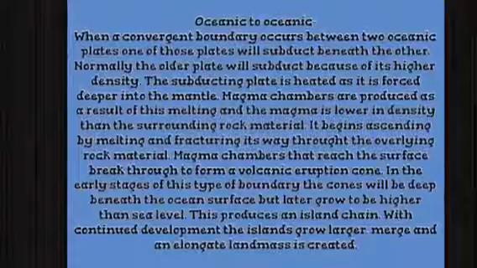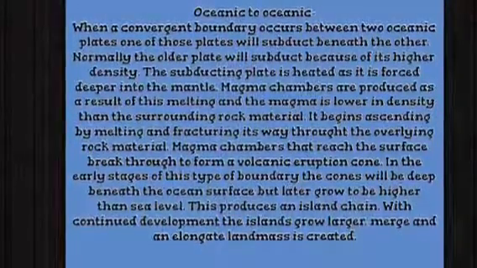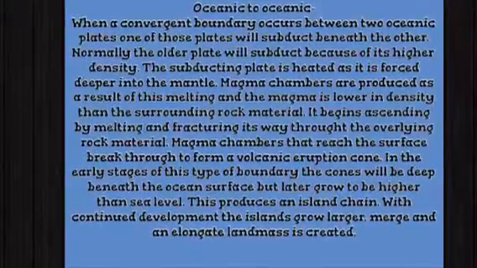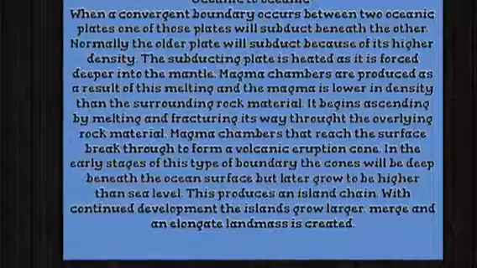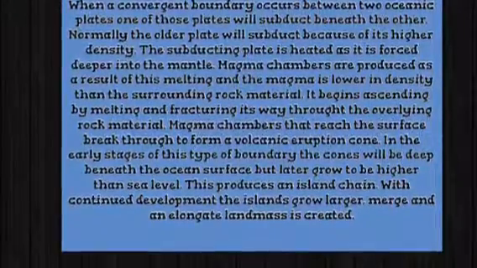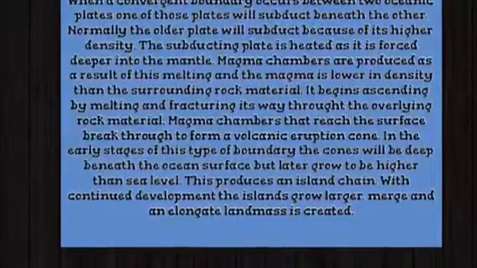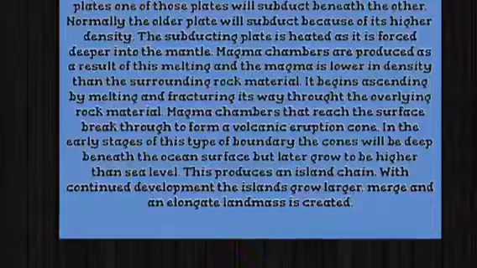When a convergent boundary occurs between two oceanic plates, one of those plates will subduct beneath the other. Normally, the older plate will subduct because of its higher density. The subducting plate is heated as it is forced deeper into the mantle. Magma chambers are produced as a result of this melting, and the magma is lower in density than the surrounding rock material. It begins ascending by melting and fracturing its way through the overlaying rock material.